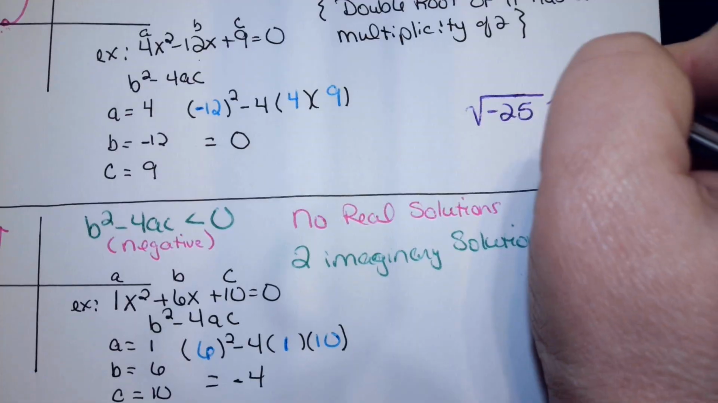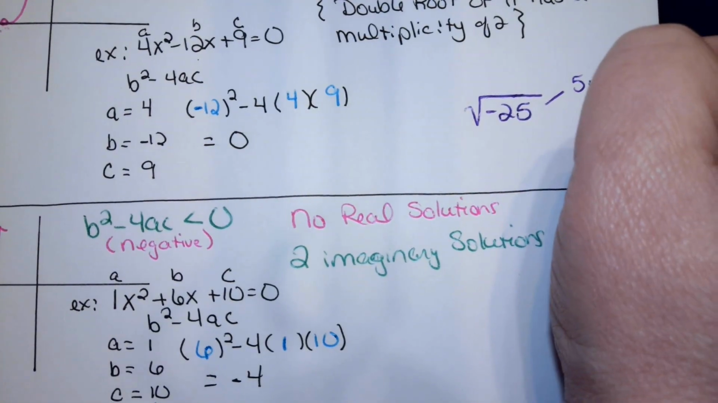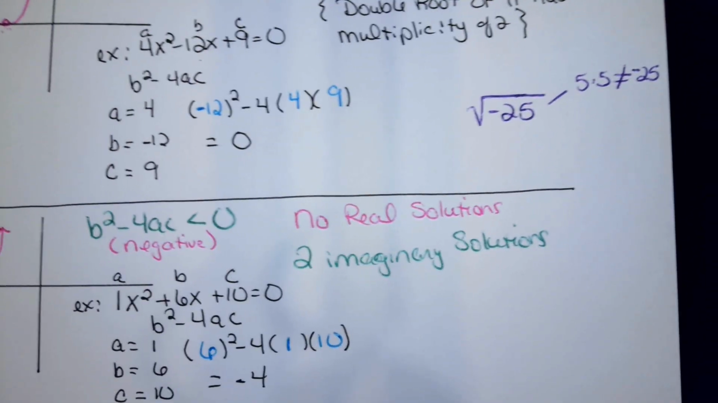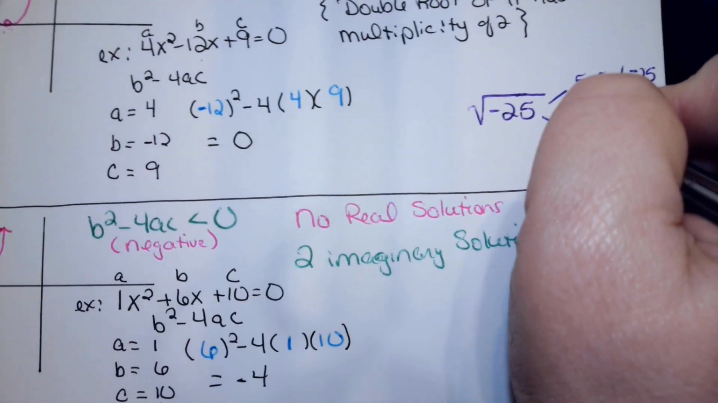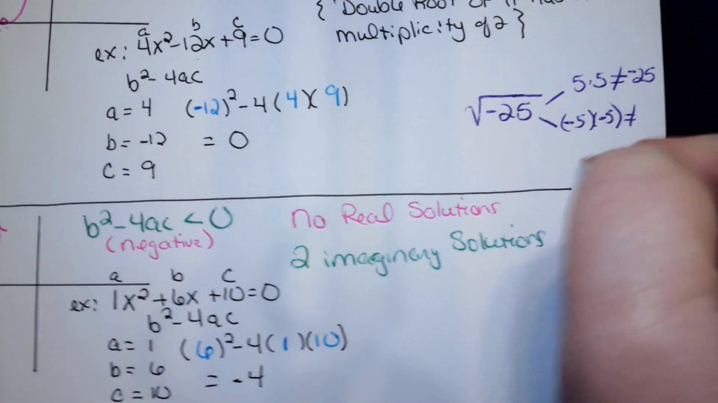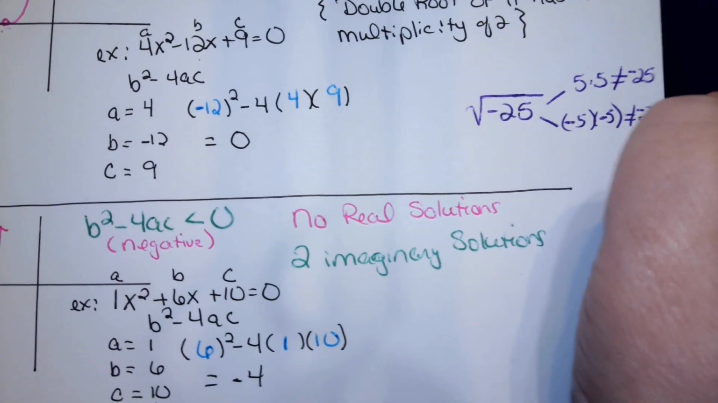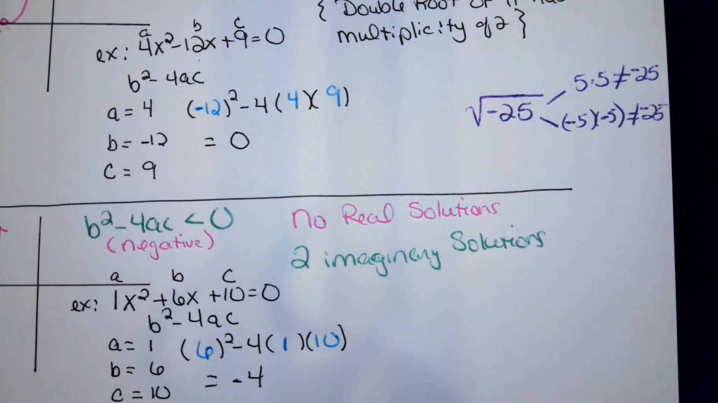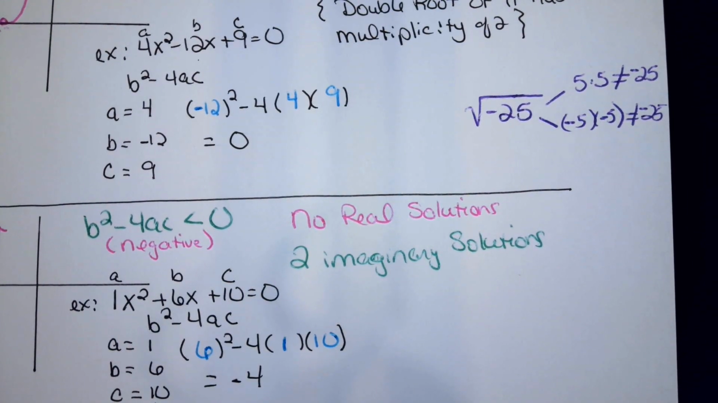So 5 times 5, that does not give us a negative 25. Then usually when I say that, you start thinking, well, negative 5. Well, if we did negative 5 times negative 5, that is a positive 25, so it does not give us a negative 25. So what number in the real number system gives us negative 25 when we multiply it times itself? Well, nothing exists. So that's where they created the imaginary numbers.